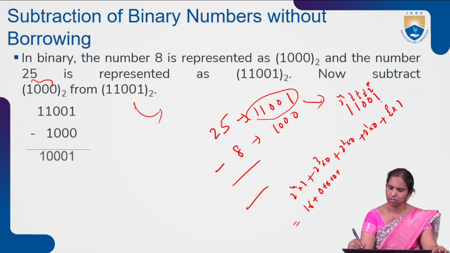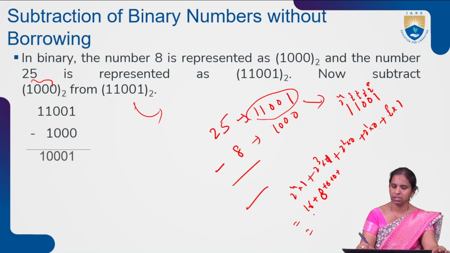So 11001: 2 power 0 into 1 plus 0 into 2 power 1 plus 0 into 2 square plus 2 cube into 1. So plus 8 here. So 16 plus 8 is 24, plus 1 is 25. Like that, you can convert the binary number into the equivalent decimal number.